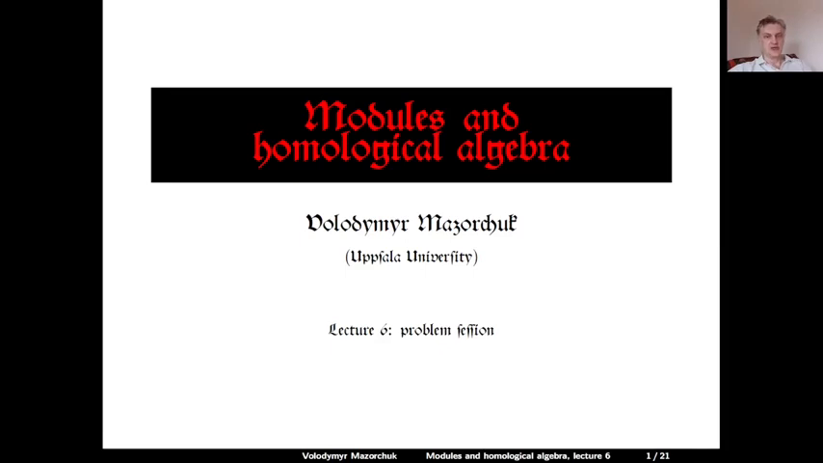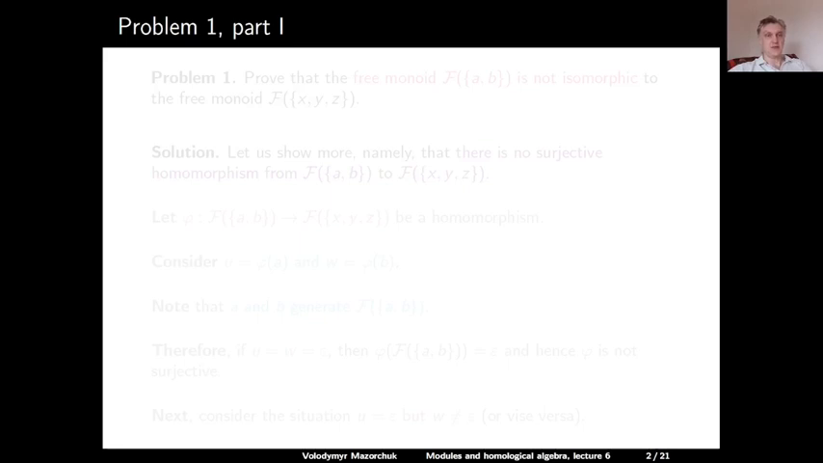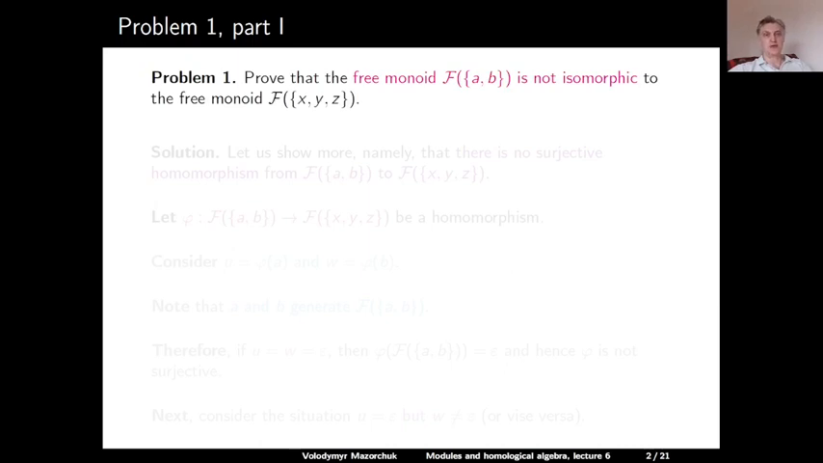Modules and Homological Algebra, Lecture 6, Problem Session. We start with the following problem. Prove that the free monoid on 2 letters is not isomorphic to the free monoid on 3 letters.